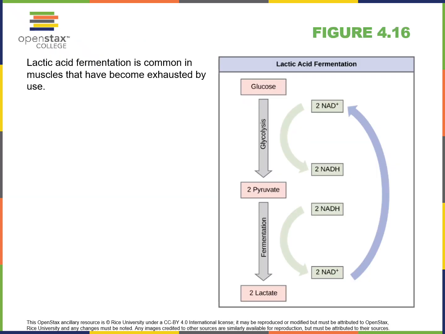Okay, so lactic acid fermentation, pretty common in muscles that have been exhausted by use. So you still do that kind of glycolysis, but instead of those pyruvate going to the citric acid cycle, they go through the fermentation process where they make 2 lactate, and they still end up making a couple of NADH or NAD plus, which is that electron molecule, which is honestly the real star of the show here.